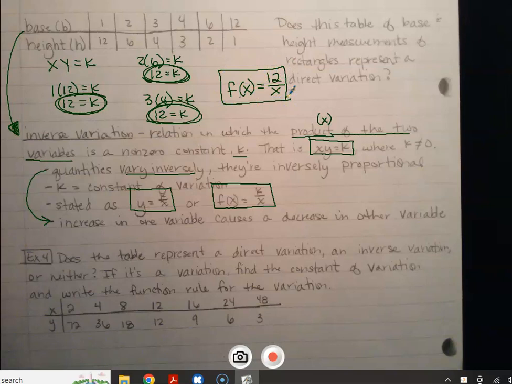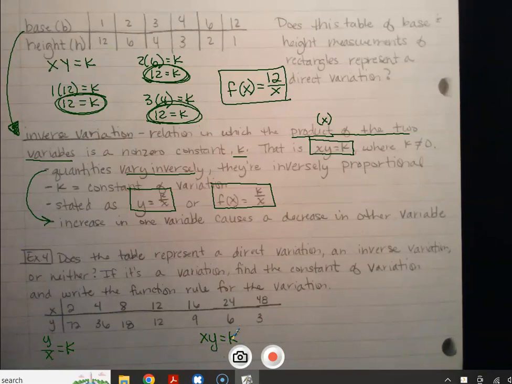Knowing this lesson today is going to help you write those rules a lot easier than when we started the other day. Okay, so let's look at example 4. Does the table represent a direct variation, an inverse variation, or neither? If it's a variation, find the constant of variation and write the function rule for the variation. All right, so first up, is it a direct variation, an inverse variation, or neither? So if it's direct, we're going to do y divided by x equals that constant k. If it's inverse, it's x times y equals that constant k.